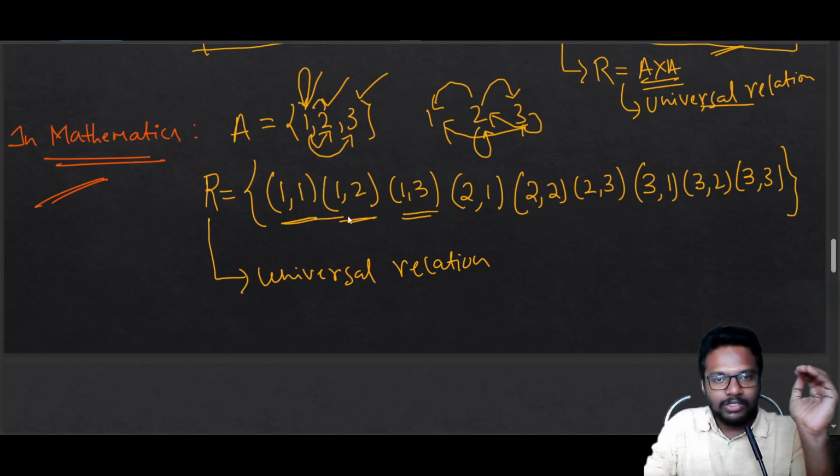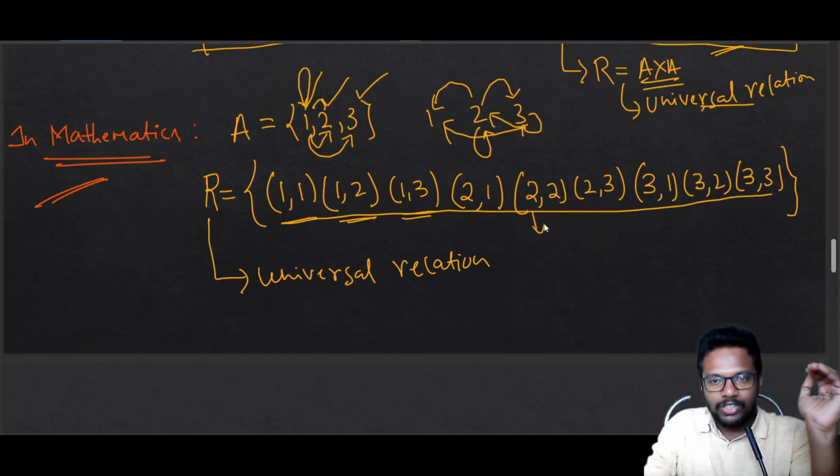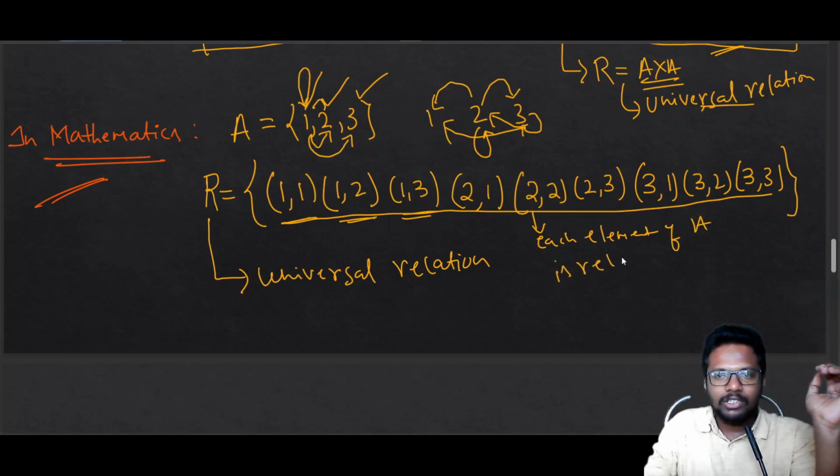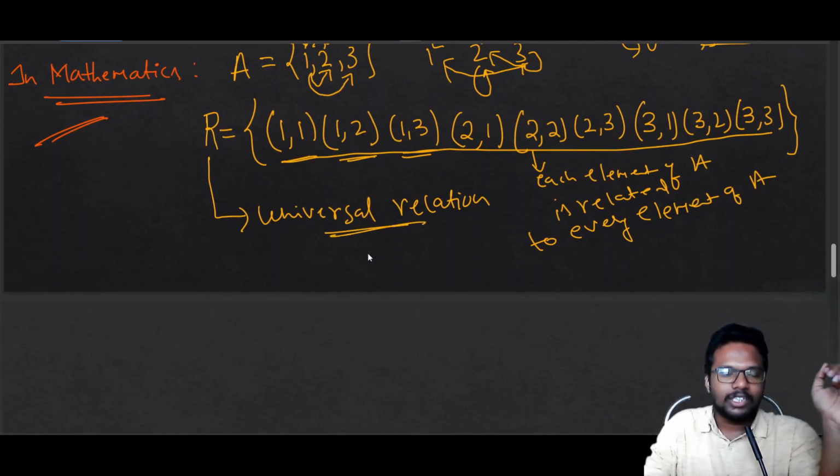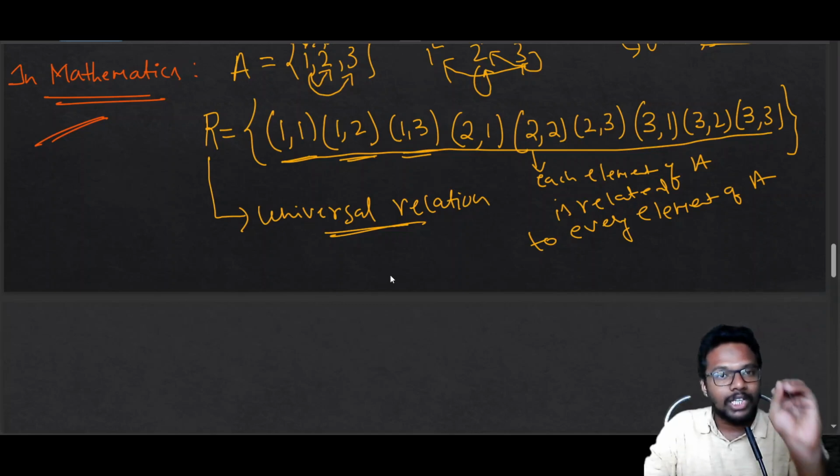So this satisfies the definition: each element of A is related to every element of A. Then this R is nothing but a universal relation, because every element of A is related to every element of A. Here the relation is clearly working for every element of A.